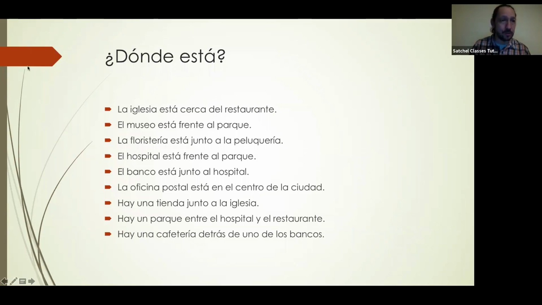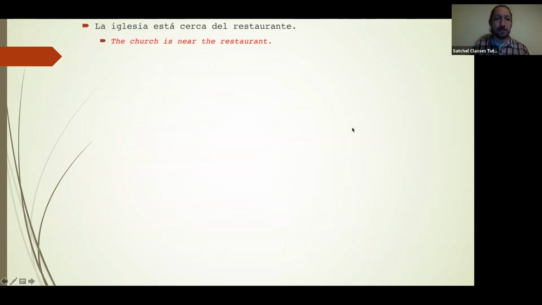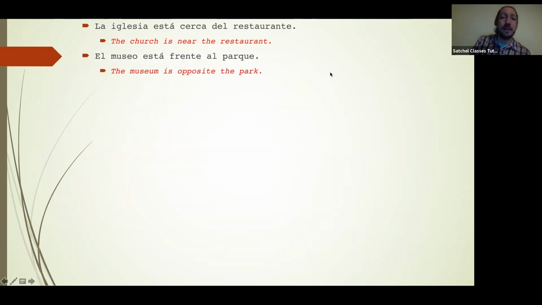So I'm just going to take here my mouse. Here we go. The first one. La iglesia está cerca del restaurante. The church is near the restaurant. Okay. Cerca del is near. El museo está frente al parque. The museum is opposite the park. El museo está frente al parque.